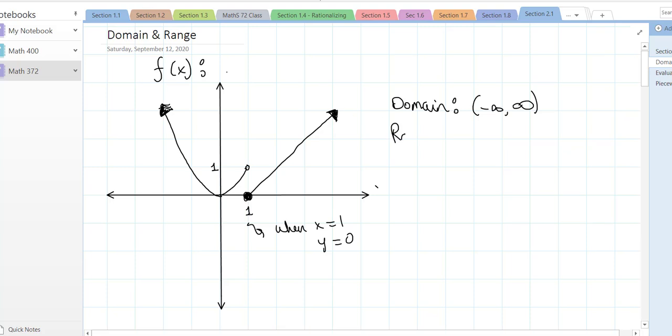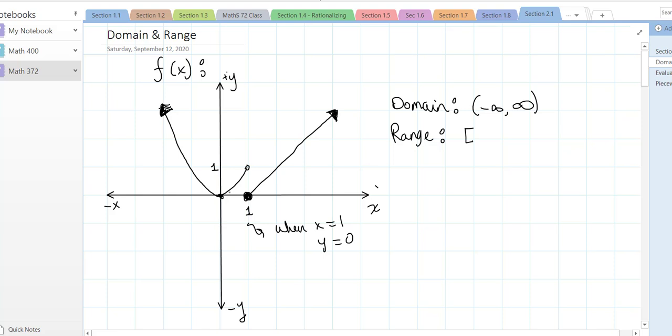So the range, now remember, the range is the y values for which a function is defined. Notice that the graph does not dip into the negative y-axis. This is my x-axis, this is my positive y-axis, this is the negative y-axis, and that's the negative x-axis. There's no portion of the graph underneath the x-axis, so going into the negative y values. So the range, the first value that we see is 0, and it is included because we have the solid circle there.